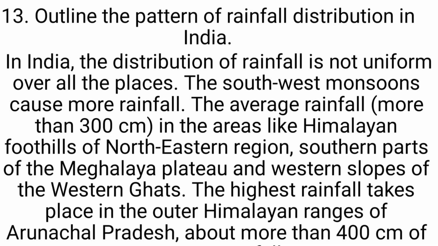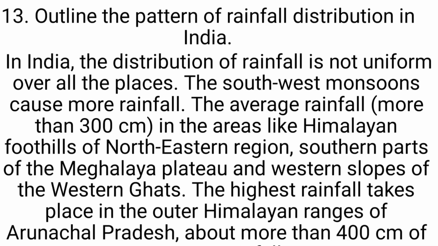Number 13. Outline the pattern of rainfall distribution in India. In India, the distribution of rainfall is not uniform over all places. The southwest monsoon causes more rainfall. The average rainfall is high in areas like the Himalayan foothills of the northeastern region, the southern part of the Meghalaya plateau, and the western slope of the Western Ghat.